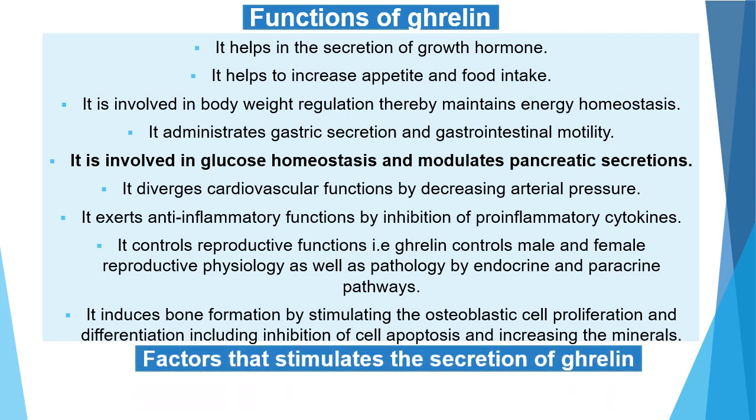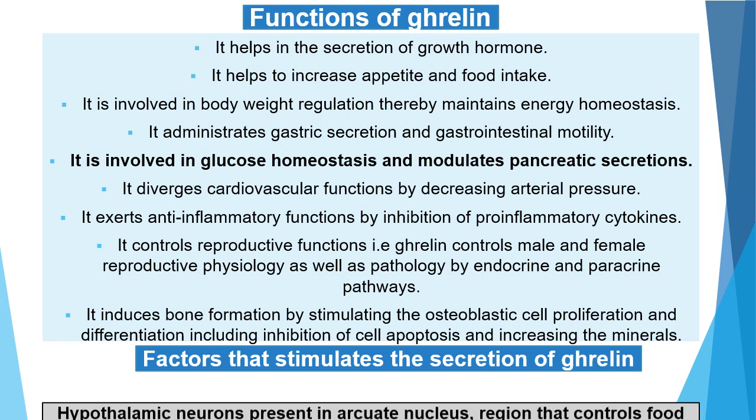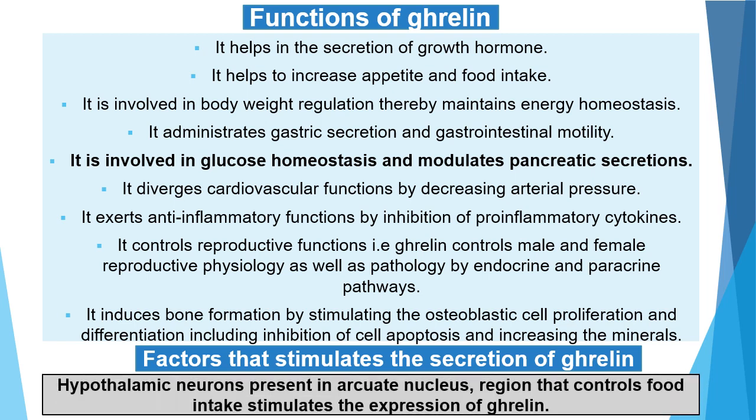Factors that stimulate the secretion of ghrelin are hypothalamic neurons present in arcuate nucleus. The region that controls food intake stimulates the expression of ghrelin.